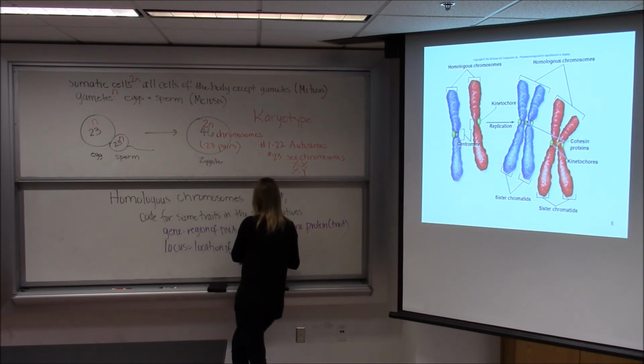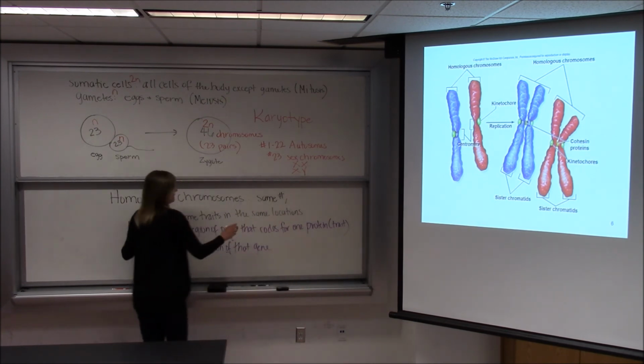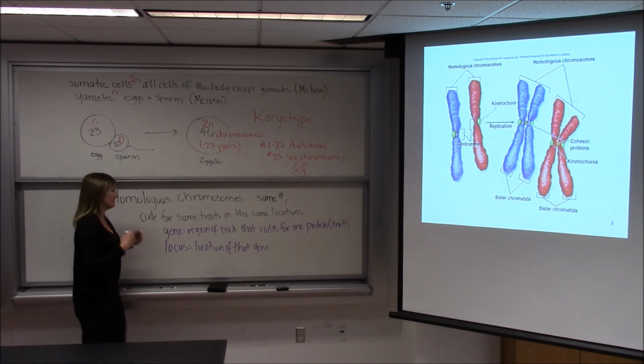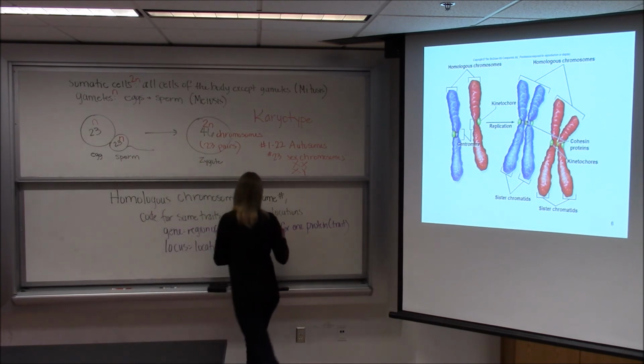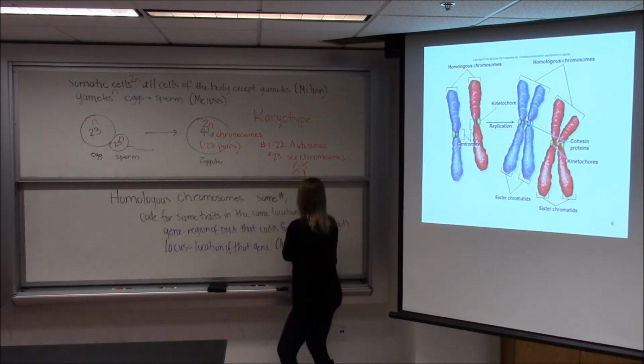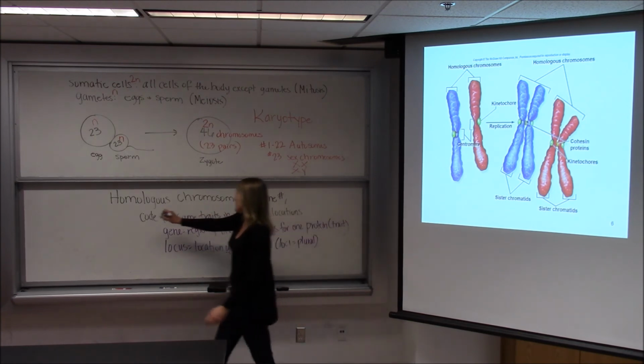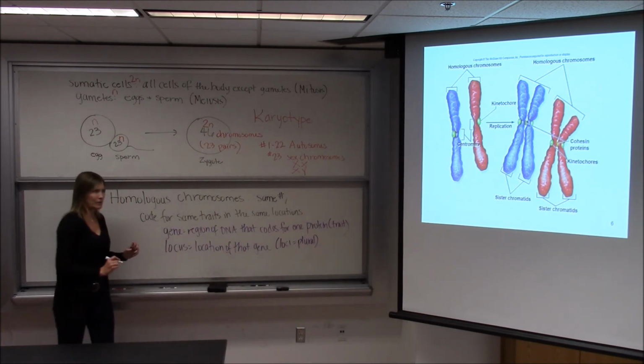So another way of saying this is we would say that homologous chromosomes have genes in the exact same loci. Locus would be singular and loci would be plural. That's why they're called homologous. They're speaking the same language.